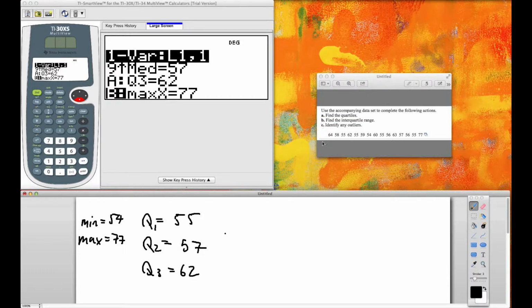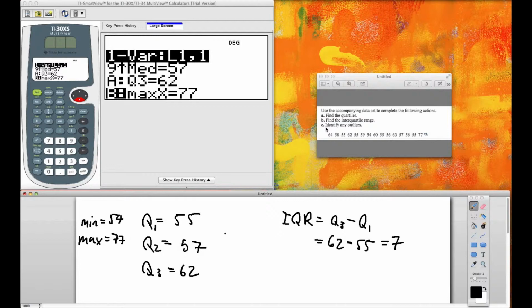B is to find the interquartile range. And that can be found by using the formula: interquartile range is equal to simply Q3 minus Q1. So we know what those are. So it's going to be 62 minus 55. And using the calculator, that's going to be 7. So we found what B is.